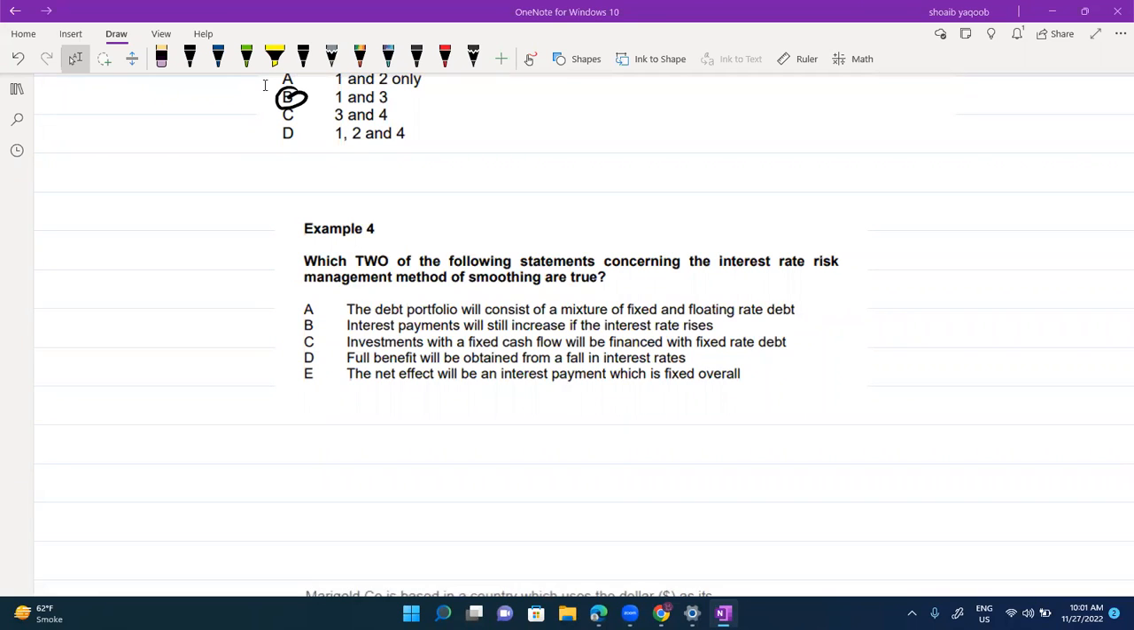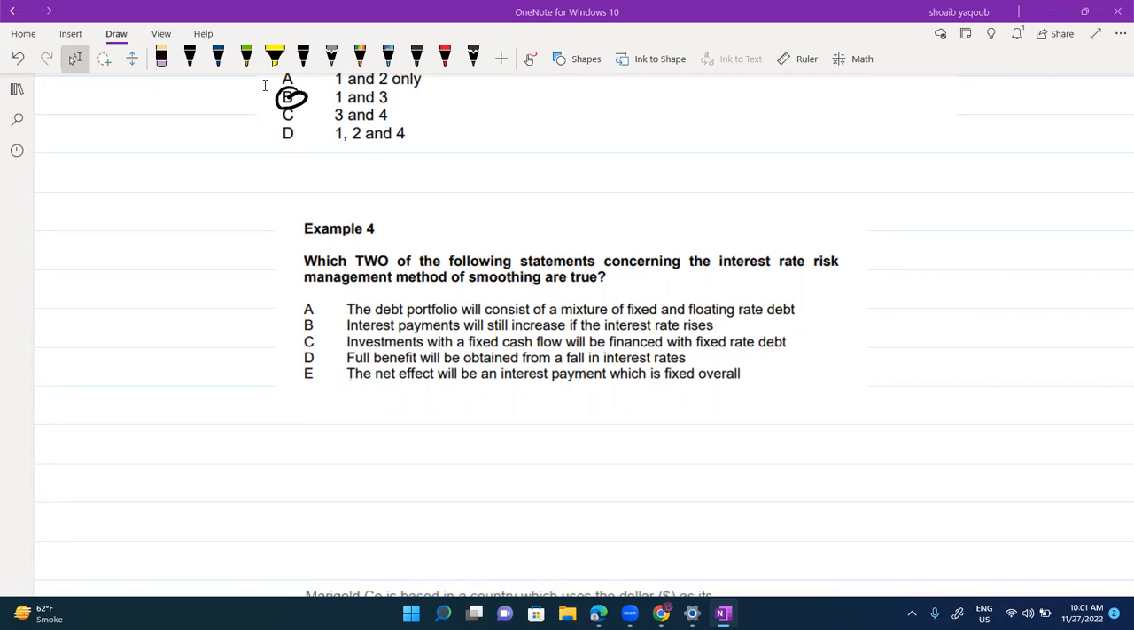Smoothing is if you have a mixture of debt, floating rate debt and fixed rate debt. That is smoothing. थोड़ा floating rate debt ले लो, थोड़ा fixed rate debt ले लो. That is called the smoothing. So what will happen if interest rate increases? Your half portfolio interest will increase and half portfolio interest will not increase. And if interest rate decreases, your half portfolio interest cost will decrease and half will not decrease. So overall your risk will be balanced. That is smoothing.